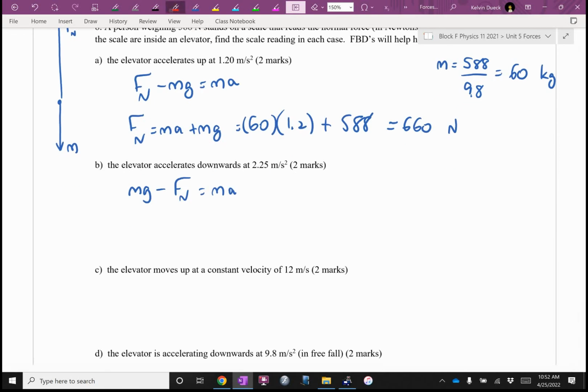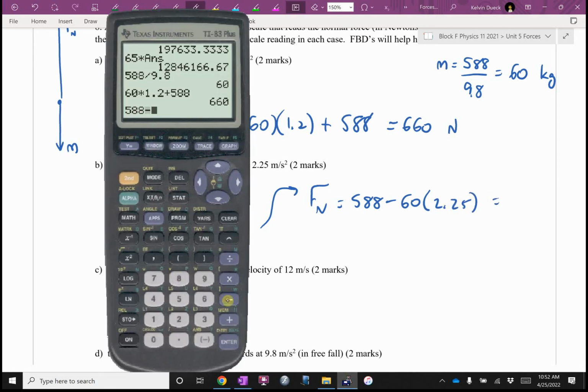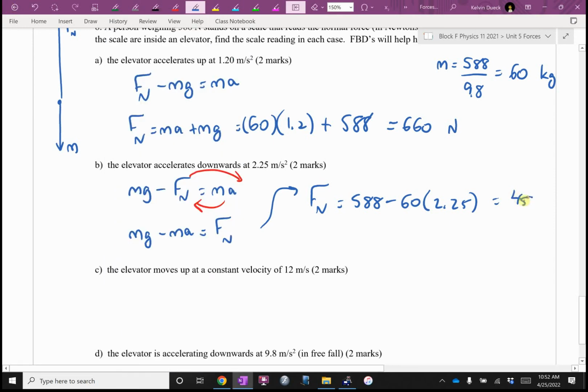The normal force has a negative in front of it. I don't like that. So what's going to happen is I'm going to get mg minus ma equals the normal force. The normal force is going to be mg, 588, minus 60 times 2.25. And I got 453 newtons.